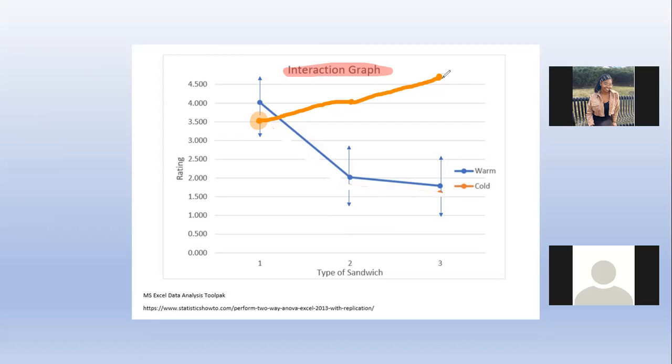This is an interaction. As you can see, these scores, because I'm plotting the means of these conditions, are not impacted by the type of bread topping, not type of sandwich but the topping, in the same way. So there actually is an interaction. And that's the value of doing a two-way analysis of variance as opposed to doing two separate one-way ANOVAs, one on temperature and one on the bread topping by itself.